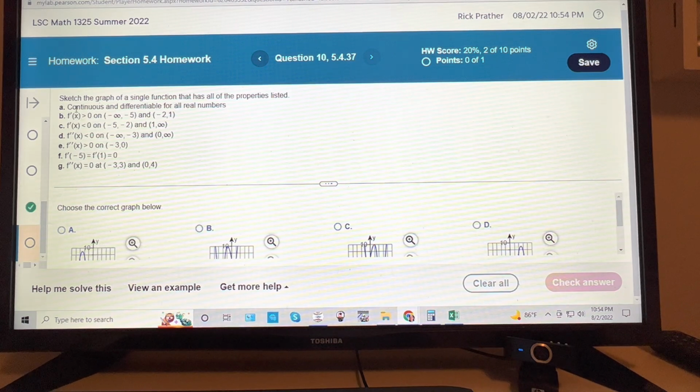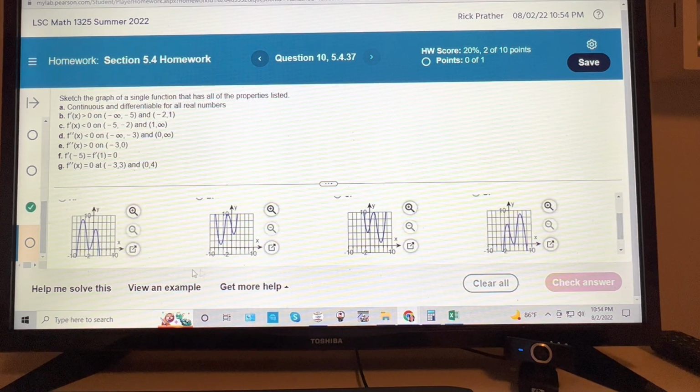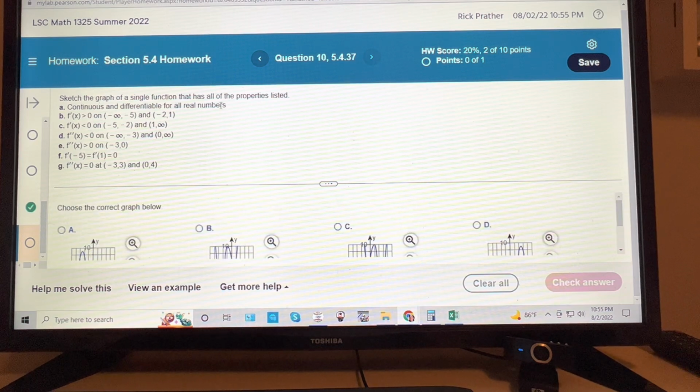Okay, so now this one's continuous and differentiable for all real numbers. So that means if you draw it left to right, you should never have to pick your pencil up, but all of these graphs appear to do that. So I can't eliminate any of them from condition A. We need the first derivative to be positive from negative infinity to negative 5 and from negative 2 to 1. That's when it's increasing. We need to be increasing from negative infinity to negative 5 and from negative 2 to 1.